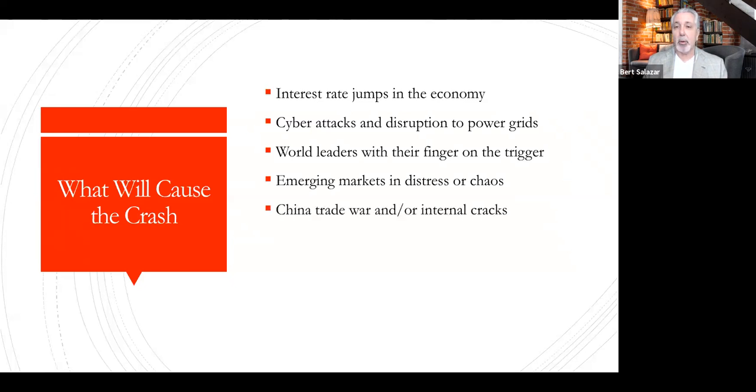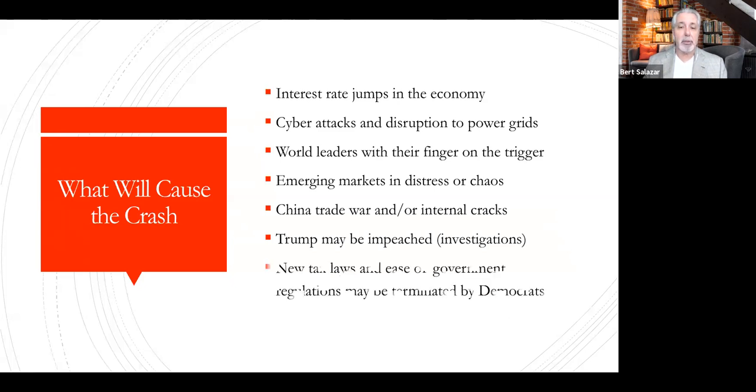China trade war, we're actually dealing with China today. There may be some internal cracks that we need to deal with at some point in the next few years. Trump may be impeached. That's something that everyone is talking about. Whether that's going to happen or not, who knows? But that could be a susceptibility. That's something that could happen in the future.